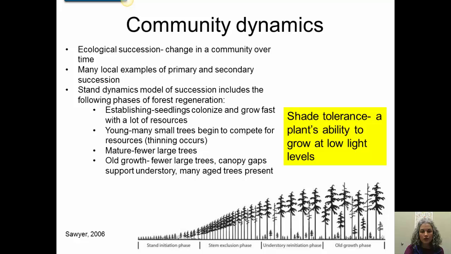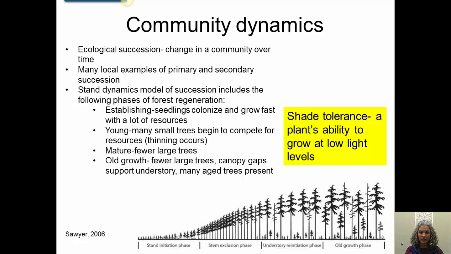So this is where we start to see thinning occurring, and you can see here in this diagram some of these trees are starting to die back. In the mature forest, which on this diagram is called the understory reinitiation phase, we have fewer larger trees. So that's a result of the competition that led to thinning in the young forest. So now we've got fewer large trees, and that's going to leave some gaps in the canopy so that understory plants can begin to colonize the site.